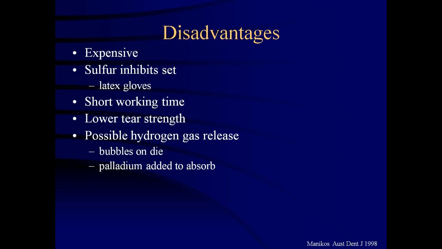Coming on to the disadvantages, it is expensive. Though it has very good advantages, it has some disadvantages, which is that it is quite expensive. The sulfur inhibits the set, so you have to avoid latex gloves. Short working time. I'll tell you the latex gloves point later. It is asked as an MCQ. It has the short working time. It has the lower tear strength. Possible hydrogen gas release. Bubbles on the die, and palladium is added to absorb it.